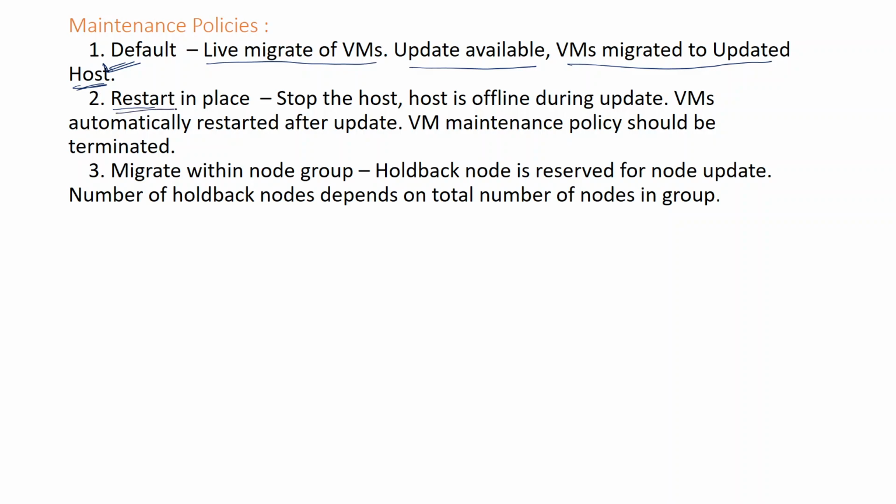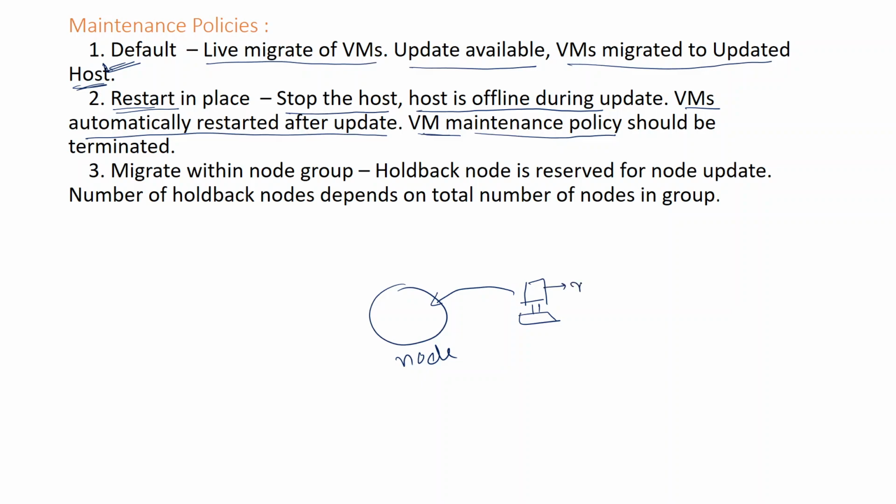But in the second case, we have a restart in place, which means stop the host if an update is available. Now the host is offline during the update, and once the update is completed, the VMs are automatically restarted. The VM maintenance policy should be terminate. This means that for the virtual machines that we have created for adding to a node, under the maintenance policy, the value should be terminate. Only then can we use the restarting policy.